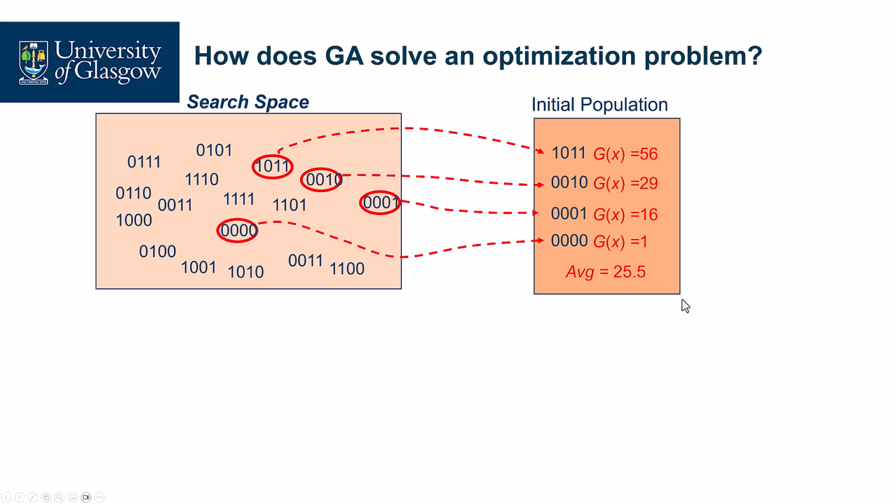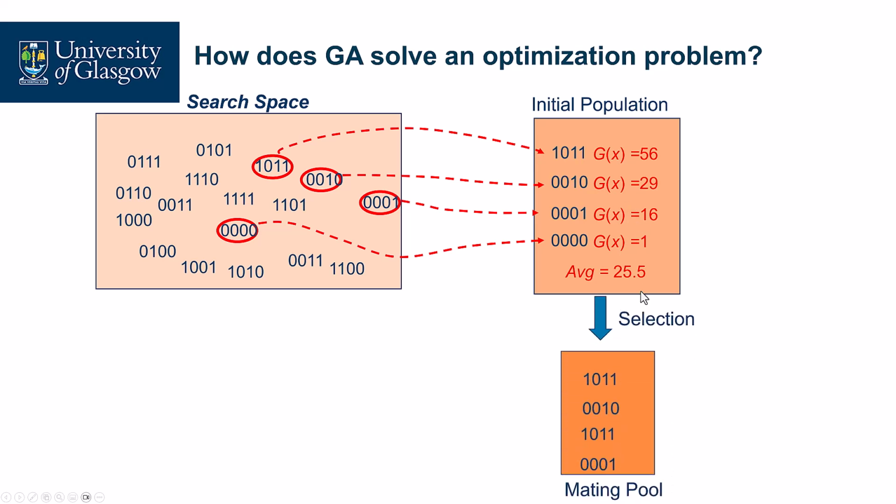When we initialize, we will do a selection. So selection based on what? The survival of the fittest. So the better solutions have more chance to survive. We can see the 1011 has been selected twice, and the worst one, 0000, was just eliminated. So we have a mating pool with 4 individuals.